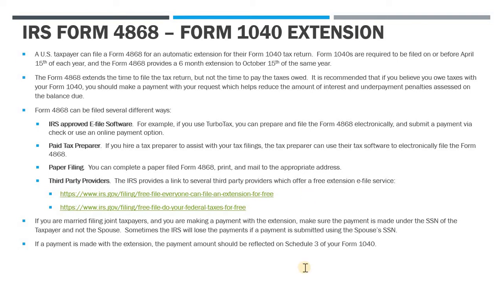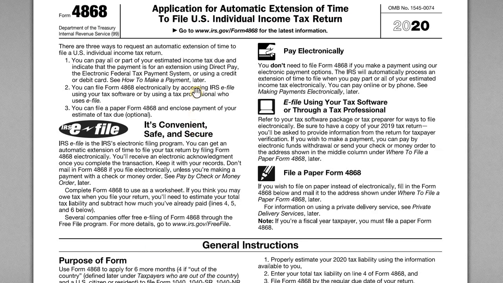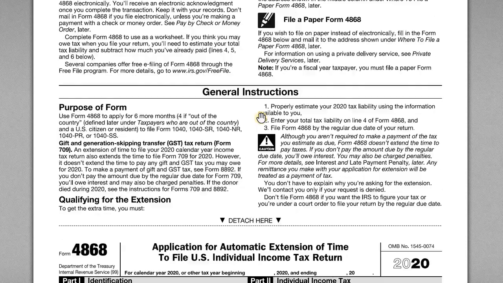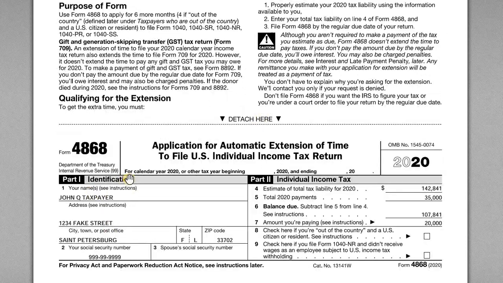So let's look at an example of the 4868 here. This is the paper filed version. In our example, we have John Q. Taxpayer. He needs an extension for his return, so he puts in his name, using his full first name, middle initial, and last name, his address, and then his social security number.